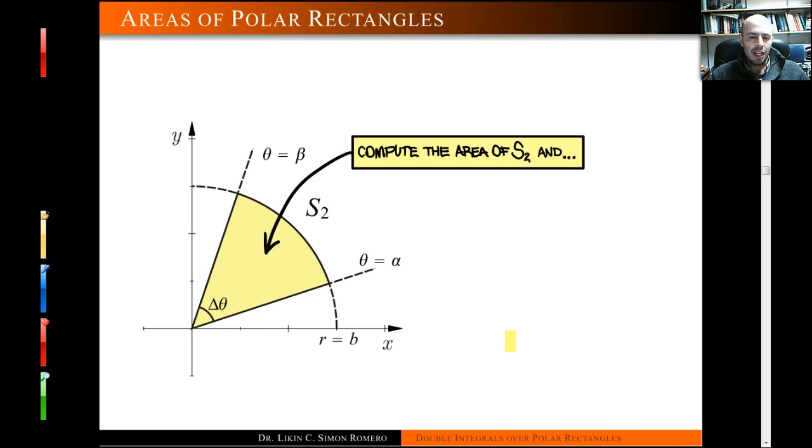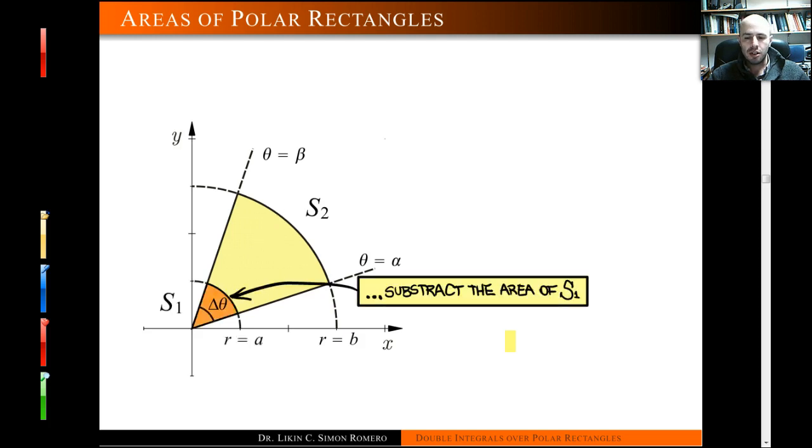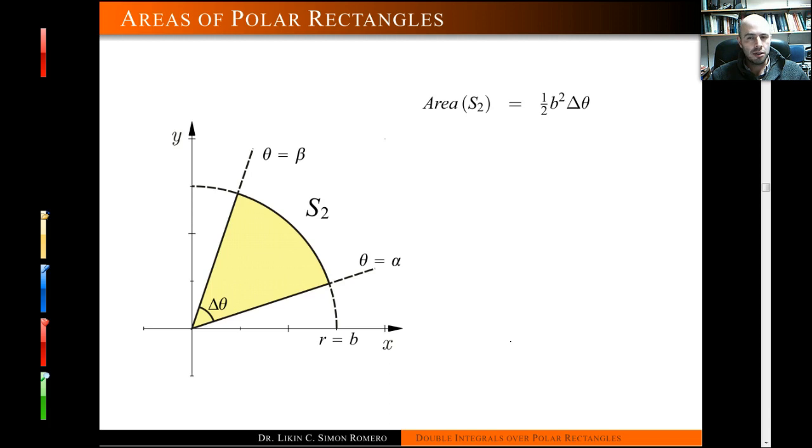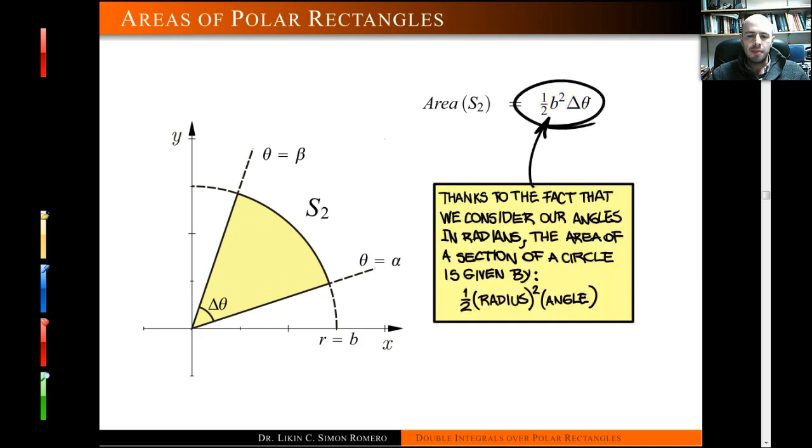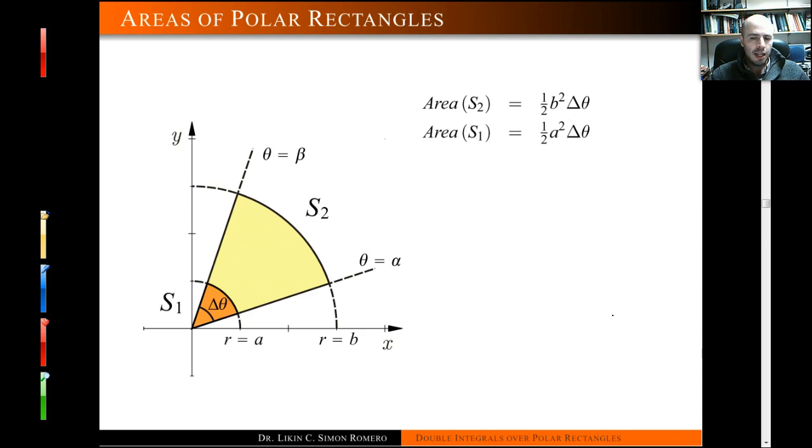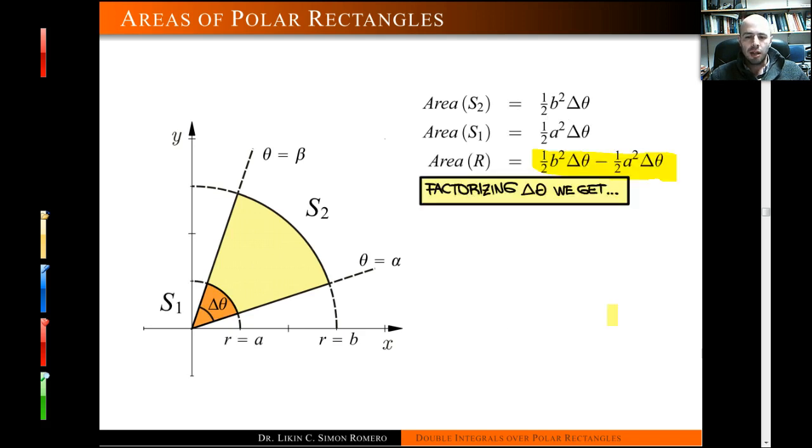We first compute the area of this section of the disk, in this case I'm calling it S2, and then we're going to subtract the area of the small section of the disk, that I'm calling in this case S1. So the area of S2 is equal to this, 1/2 b squared delta theta. The reason why is because we're considering our measure of the angles in radians. So the area of the section of a circle is given by this. The area of S1 is the same, but with a instead of b. And then we're going to subtract them, and that's what we get.